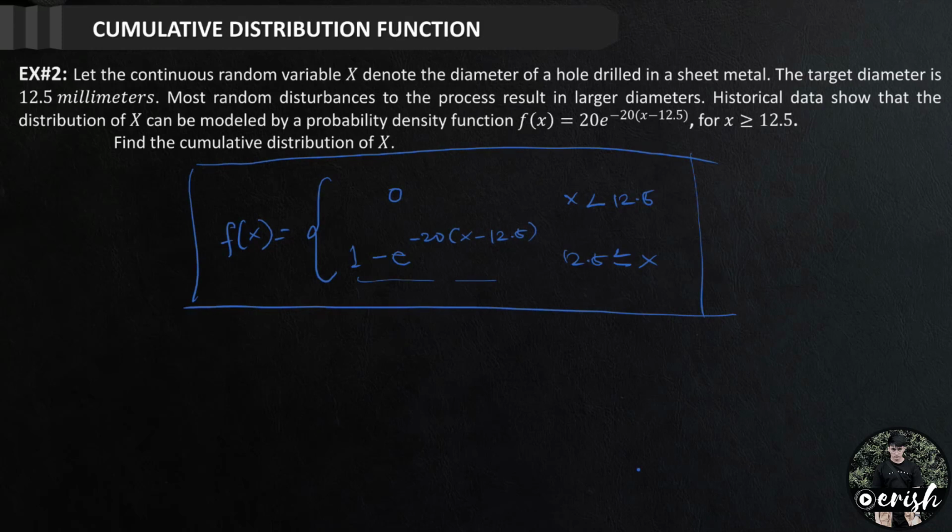For a practical interpretation, yung cumulative distribution function natin enables one to easily calculate the probability of the diameter being less than a value such as yung 12.6 millimeters. Therefore, the probability of a scrap part can be easily determined. So this is example number 2.